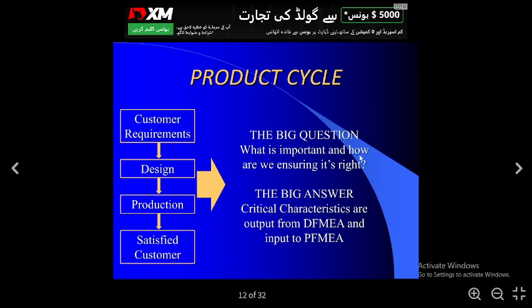The big question is, what is important, and how are we ensuring it is right? So the answer is that critical characteristics are output from the FMEA and input into the FMEA. What does it mean? Some component has failed and there is production of that component happening, so you cannot change the production. What you have to do is bring changes in your design. Your design engineers and reliability engineers will work together to bring on the changes in your design, and those design changes will be sent to the production, where a new and updated PFMEA is developed to incorporate those design changes and improve your system, either product or services. That is the meaning of the big answer.